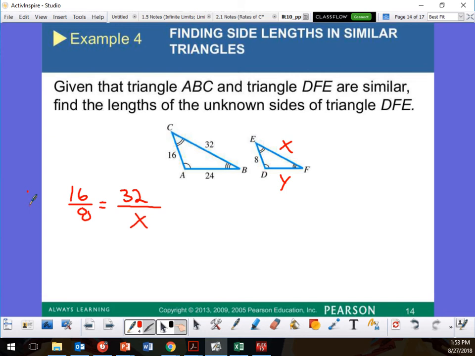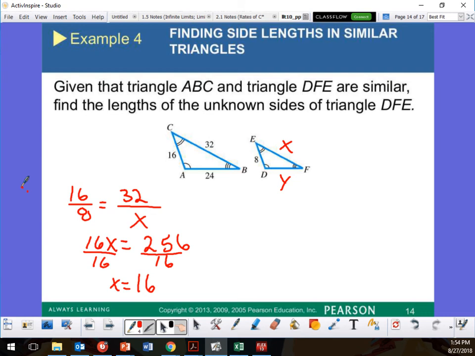Okay, so cross products: 16x equals 32 times 8, which is 256. Divide both sides by 16. X is 16. All right, we're going to do Y now.